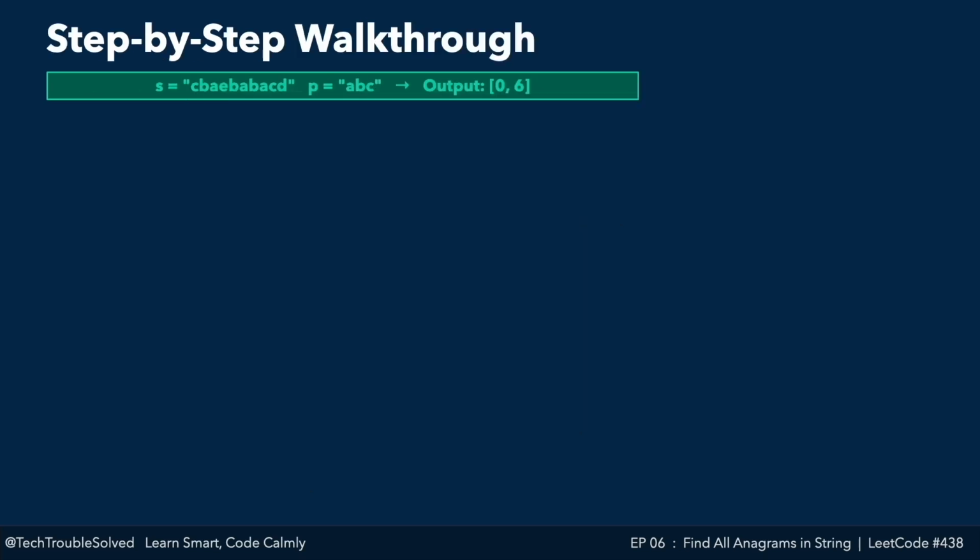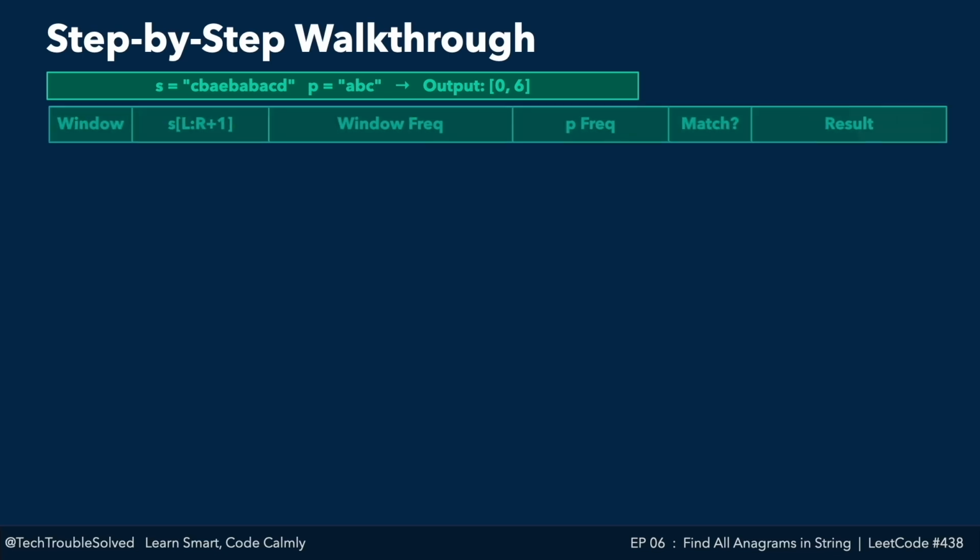Let's walk through the full example so there are zero gaps. S is CBAEBABACD. P is ABC. We expect output 0, 6. I am going to go through all 8 windows. For each one, the window, the frequency map, the comparison and what happens to the result.